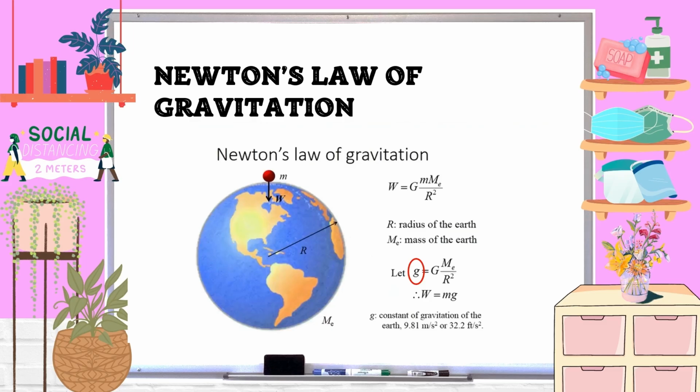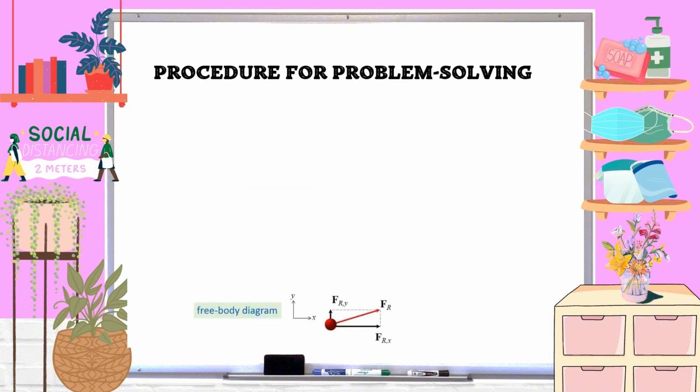Note that since the radius of the Earth does vary from location to location, this g constant is only an approximation theoretically, but it is a good enough approximation in most cases. This will be the general procedure for problem solving using the equation of motion.